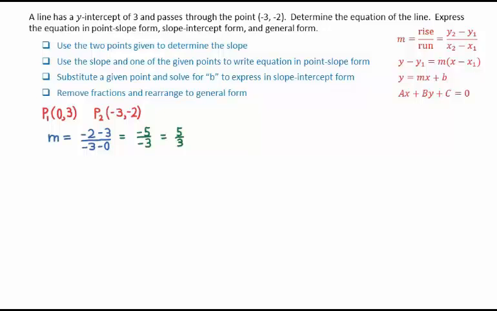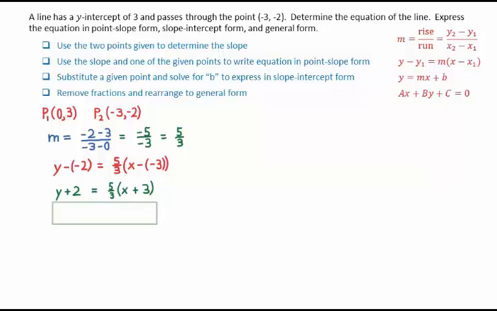We can then use either point to express the equation in point-slope form. Here I'll use the point -3, -2. Y minus y1, where y1 is equal to -2, equals the slope multiplied by x minus x1, where here I'm using x1 equals -3. This simplifies to y plus 2 equals 5/3 times x plus 3 as the equation in point-slope form.